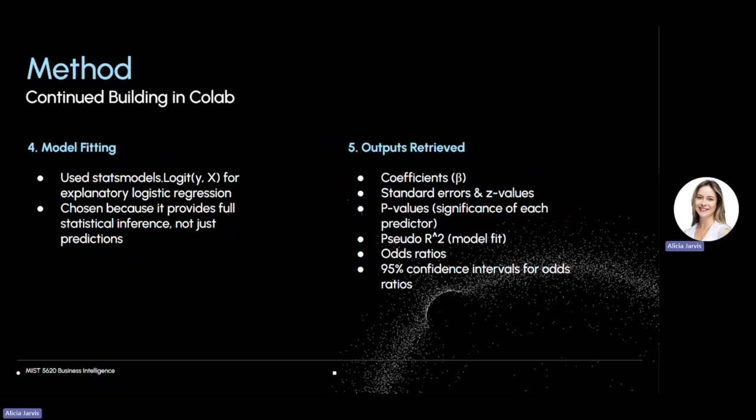And from the model, we retrieved several important metrics. The coefficients tell us whether each predictor increases or decreases the odds of churn. The standard errors measure how precise each estimate is, and the p-values tell us whether those relationships are statistically significant rather than due to random chance. And we also calculated odds ratios, which translate coefficients into a more intuitive measure of effect size. And finally, we generated 95% confidence intervals for the odds ratios to understand the uncertainty around each estimate and determine which effects are reliably positive or negative.